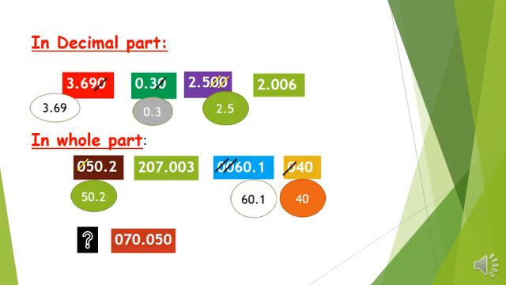Now let us consider this number 070.050. If we look at the whole part, it starts with a 0, so this 0 has no value. And when we look at the decimal part, it also ends with a 0, and this 0 is useless, so we can cross it out also. So the number is equal to 70.05.